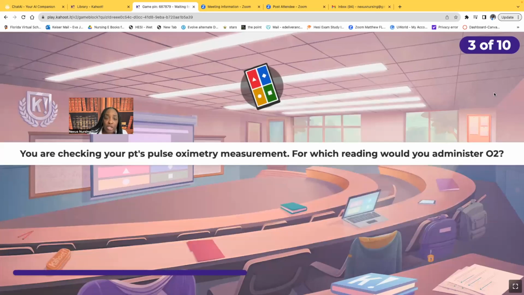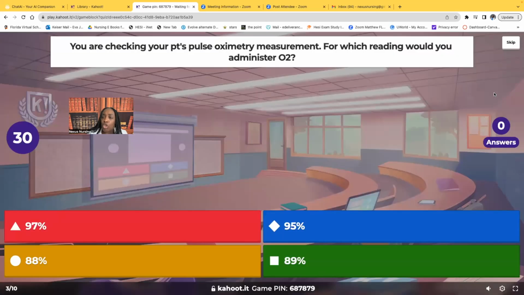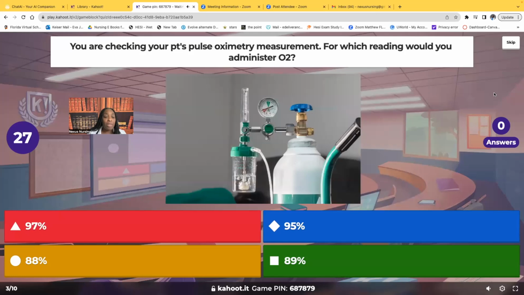So you're checking your patient's pulse oximetry measurement. For which reading would you administer oxygen? Would it be 97%? Would it be 95%? Would it be 88% or 89%? You're checking their pulse ox, the SaO2. Which measurement would indicate that the patient needs oxygen? You need to place oxygen on them. 97, 95, 88, or 89?